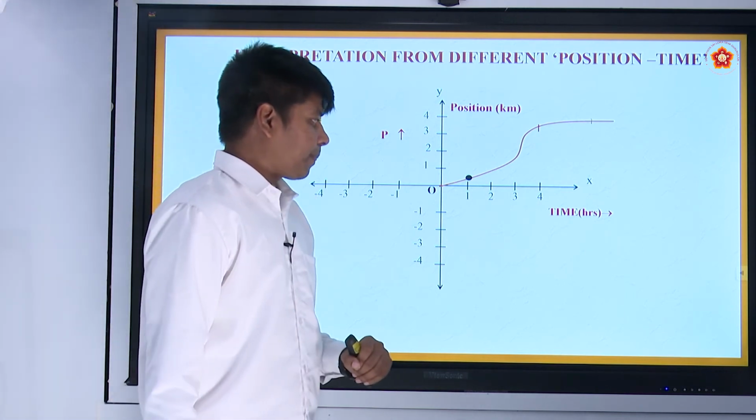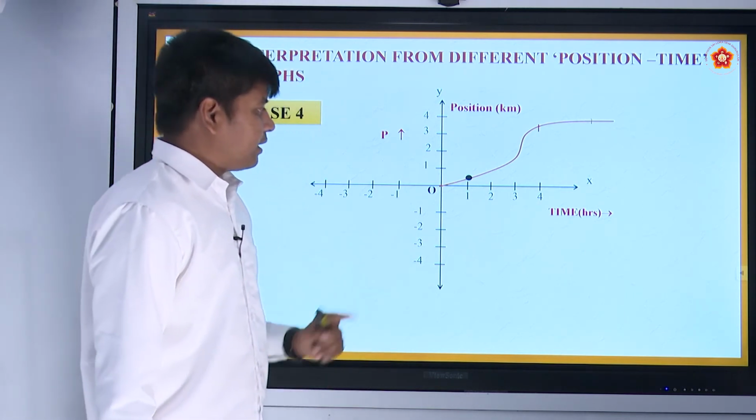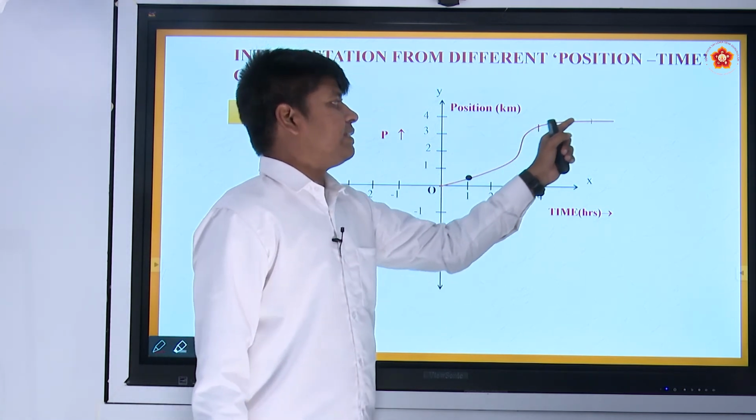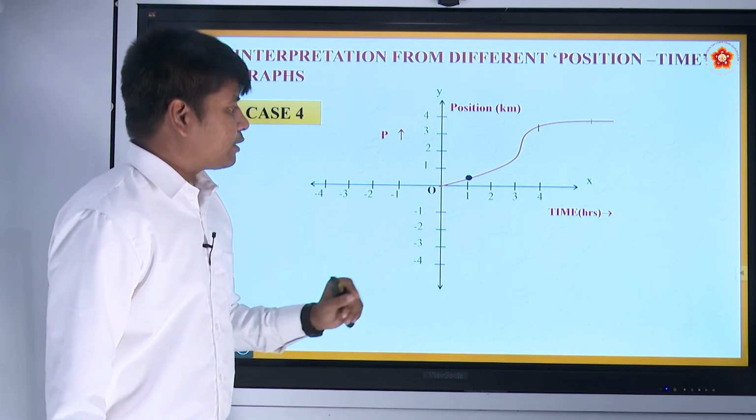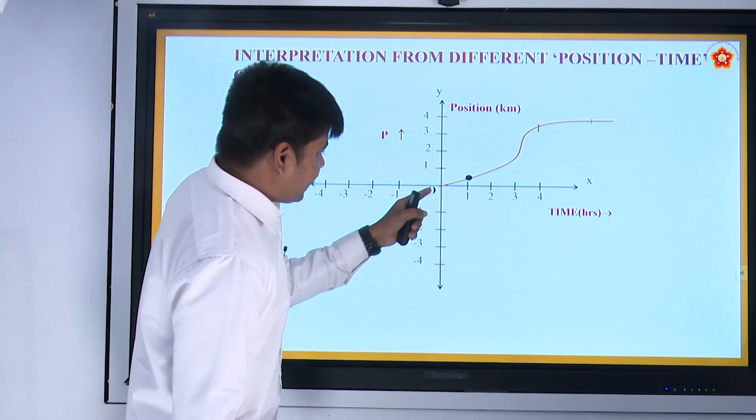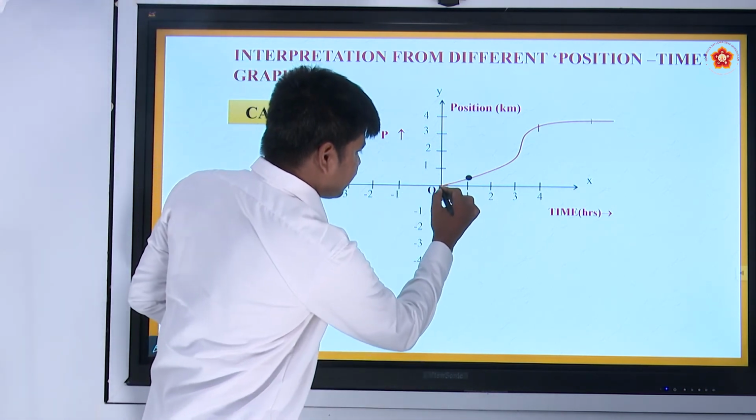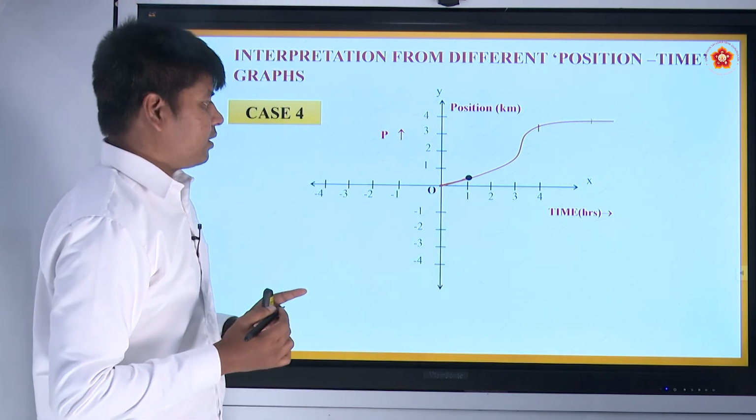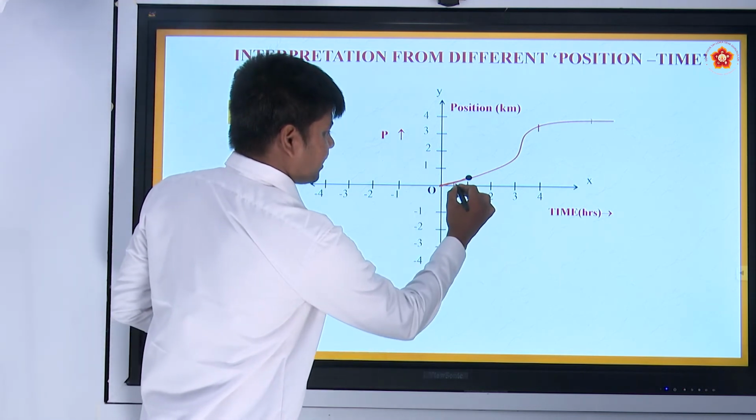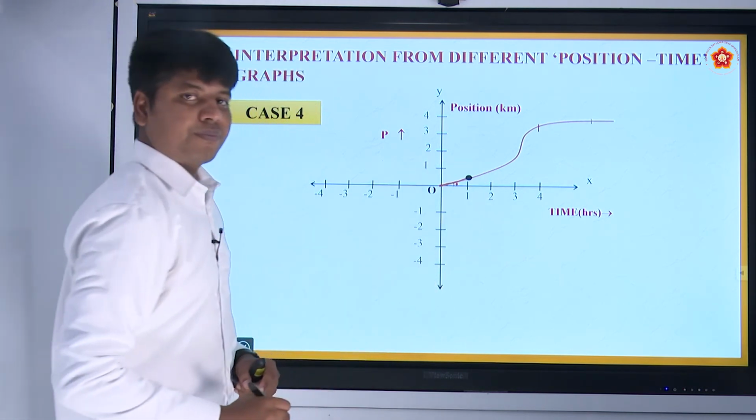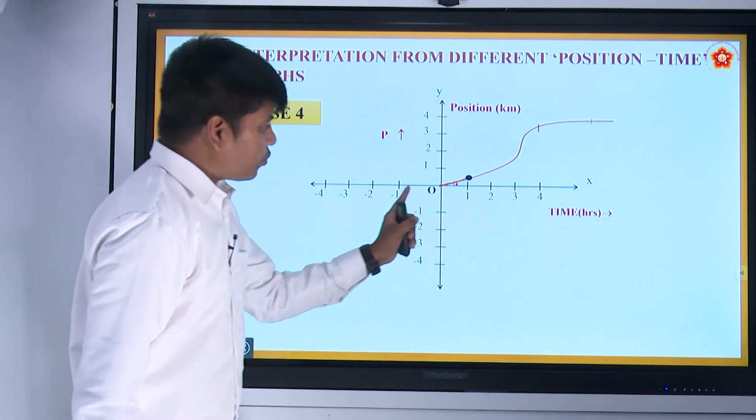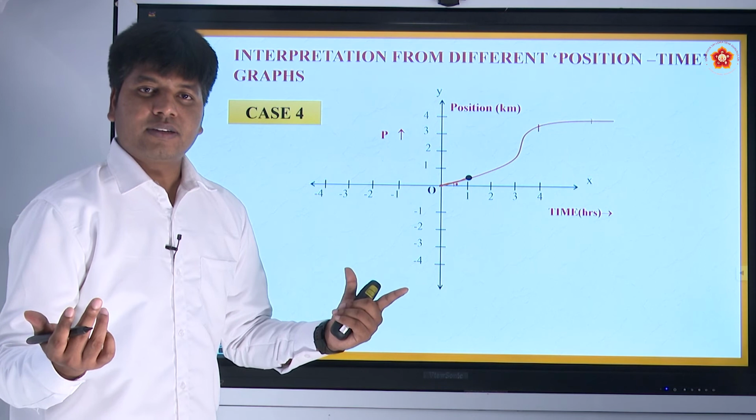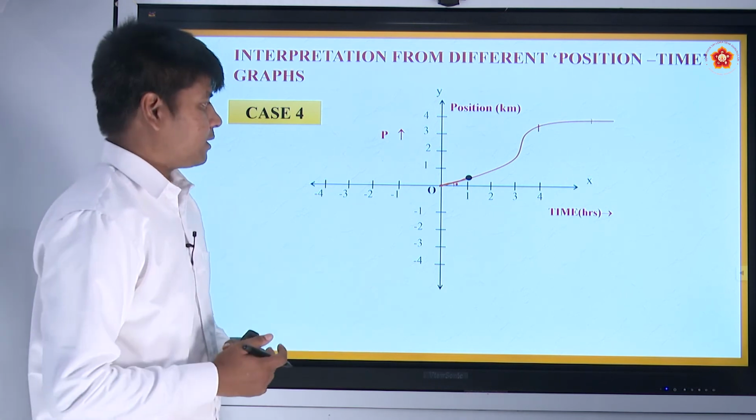Here you can see in this graph how the object is changing its position with respect to time. For the interval between 0 and 1, you can see there is a constant slope. The angle is constant at every value. So from 0 to 1, you can say it is in uniform motion because the slope is constant. When the slope is constant, the velocity is constant.